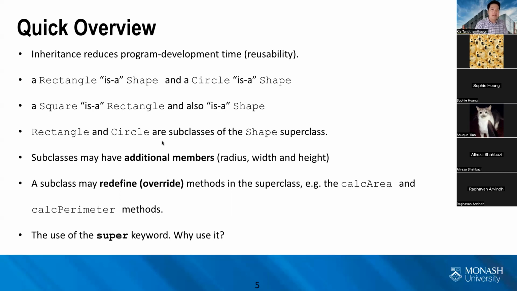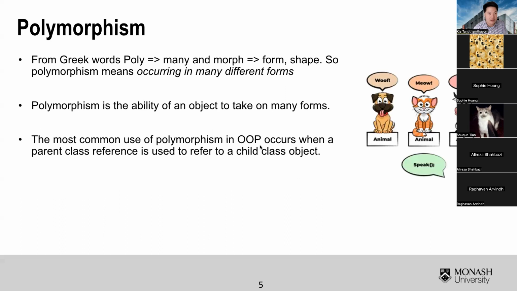All right, and what else? What I want to say? That's all. Maybe I'll just jump to polymorphism here. Any questions before I move to polymorphism?